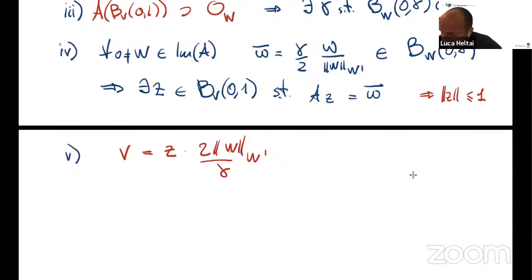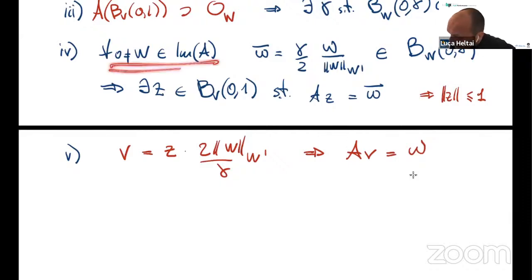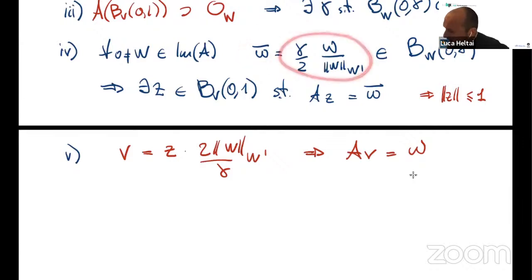Okay. So in other words, what I'm saying here is that if I now apply A to V, then what I obtain is actually omega, this W that I started from, which is this guy over here. The reason is simply because by starting from this guy over here, which is a rescaled object which belongs here, I know that there exists an object in the ball over this one. And now, if I rescale this object by linearity, I can still say that AV is equal to W.